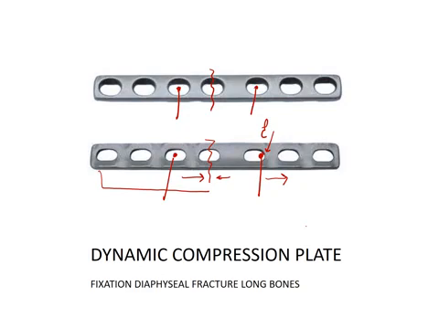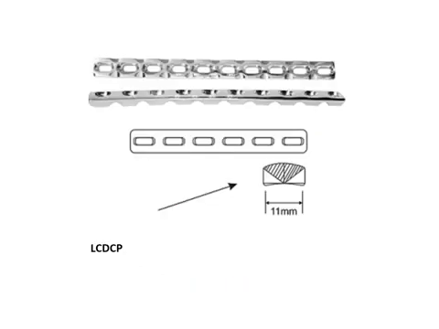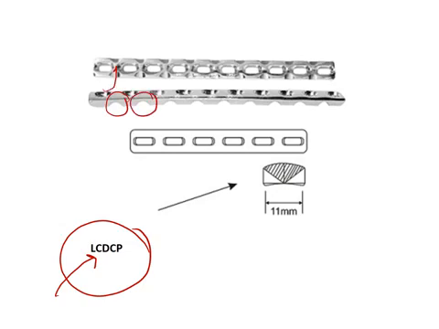So as science evolved, we were trying to preserve the biology. An attempt towards the same was the creation of the limited contact, LC, limited contact dynamic compression plate. In this, there were grooves beneath the plate. These grooves were allowing the blood vessels, the periosteal vessels, to creep in beneath the plate and preserve the vascularity of the bone. So gradually, LC-DCP replaced DCP in most of its indications.